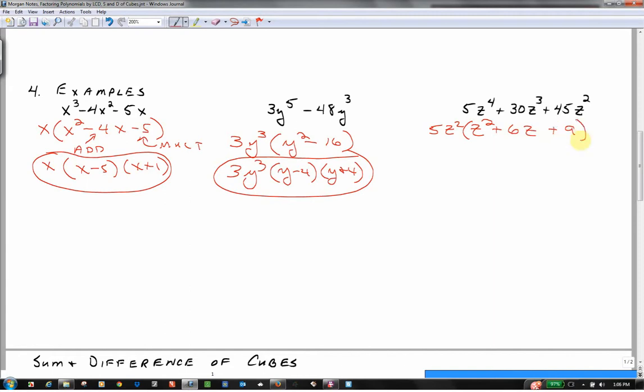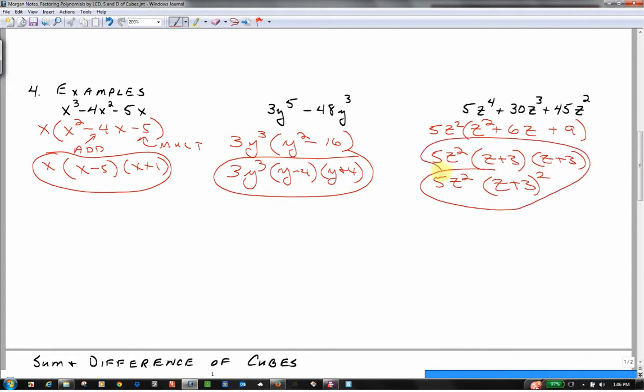So let's look at the quadratic. Two numbers that add to 6, multiply to 9. That would be 5z squared, z plus 3, z plus 3. And probably a simpler way to write that, since I have two factors, the z plus 3, that are the same, I'm going to write it z plus 3 squared. Either one of those would work.